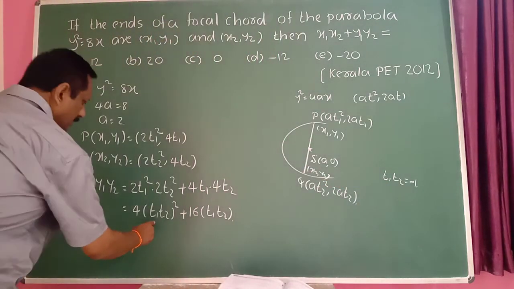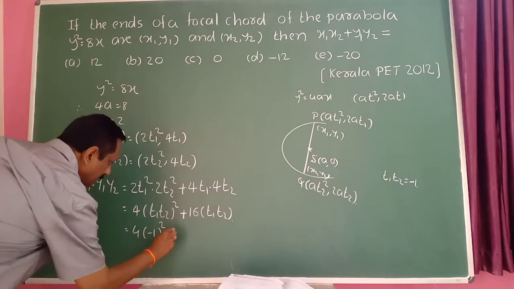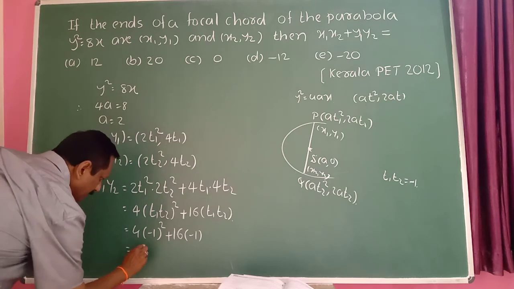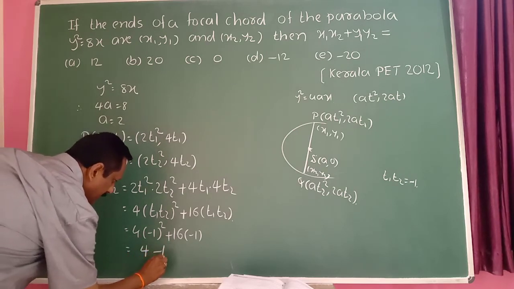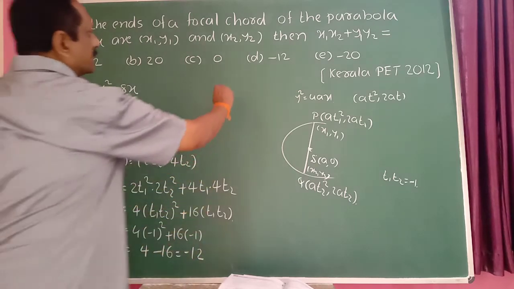So use it here. Therefore this is equal to 4 into (minus 1) square plus 16 into minus 1 here. 4 into 1 becomes 4, minus 16 is equal to minus 12 here. Hence D is the correct option.